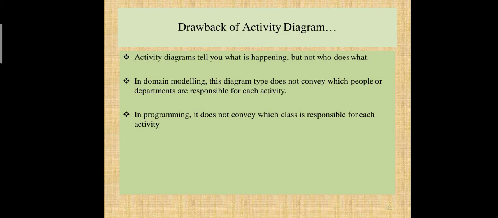Now what are the drawbacks of the activity diagram? An activity diagram tells you what is happening but not who does what. It shows you the flow of your system but does not show who is doing what. So in domain modeling, this diagram type does not convey which people or departments are responsible for each activity. In programming, it does not convey which class is responsible for which activity. So these are the drawbacks of our activity diagram.